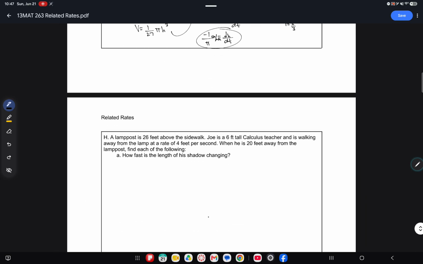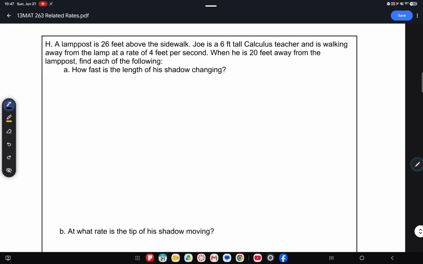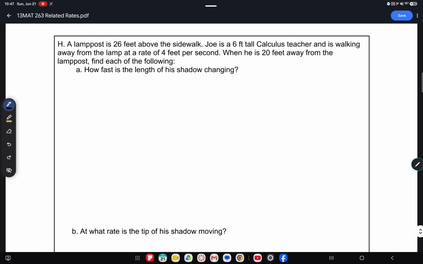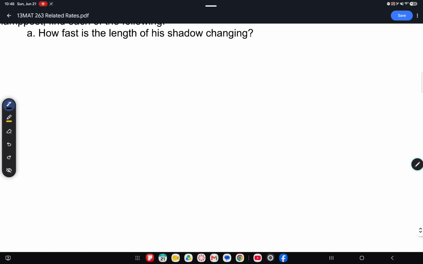All right. We have this last one here. A lamppost is 26 feet above the sidewalk. Joe is a 6-foot tall calculus teacher and is walking away from the lamp at a rate of 4 feet per second. When he's 20 feet away from the lamppost, find each of the following. How fast is the length of his shadow changing? And then at what rate is the tip of his shadow moving?